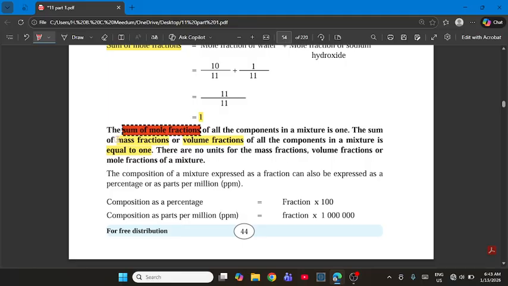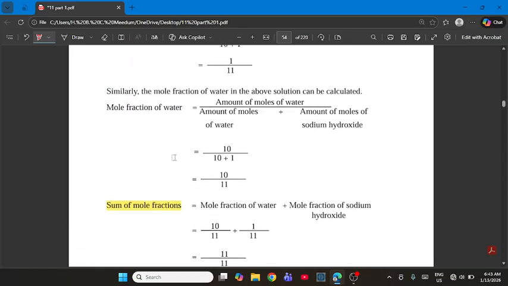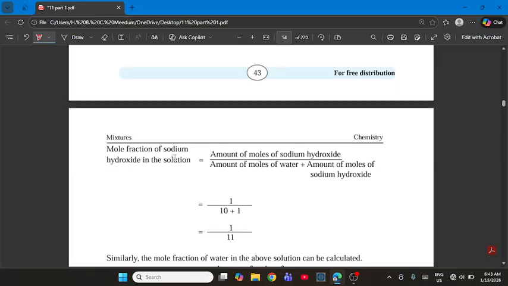Sum of mole fraction, mass fraction, or volume fraction. These all are equal to 1. There are no units for the mass fractions, volume fractions or mole fractions of a mixture.